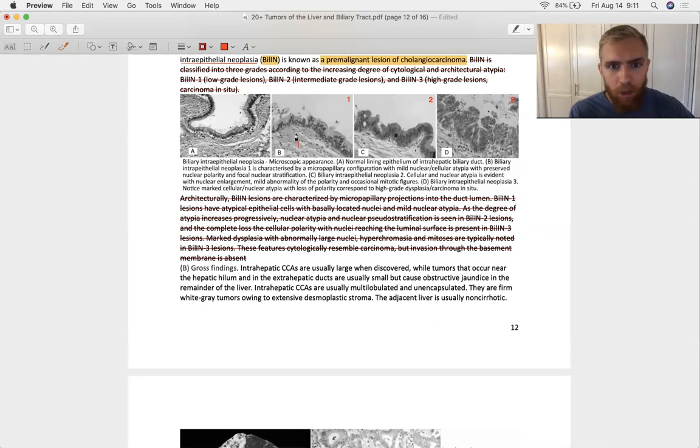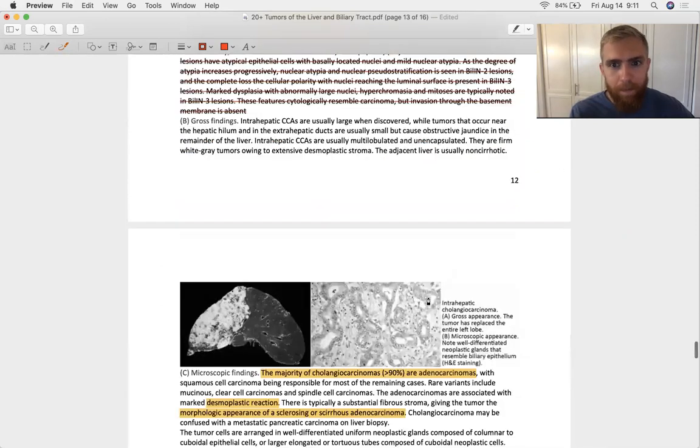This one looks pretty normal, you know, and it's like these cells are getting a little bit darker, and then these cells are obviously not normal whatsoever. So it's not that bad.